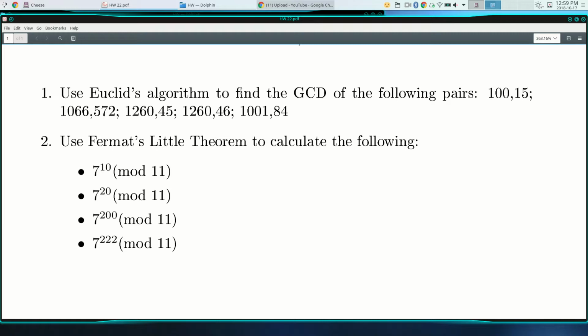Oh, okay. Because I'm saying P is equal to 11. P minus 1 is 10, so 7 to the 10 is 1 mod 11. Yeah, that doesn't seem right. I don't think I'm doing something right. Well, that's the first one. That makes sense. And that was 7 to the 20, 200. So, yeah.